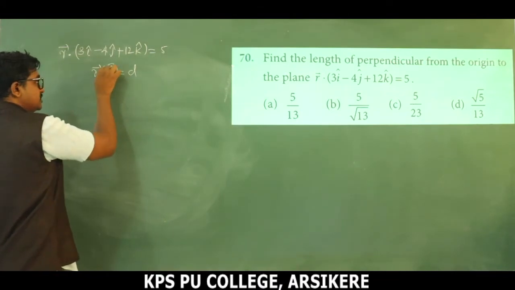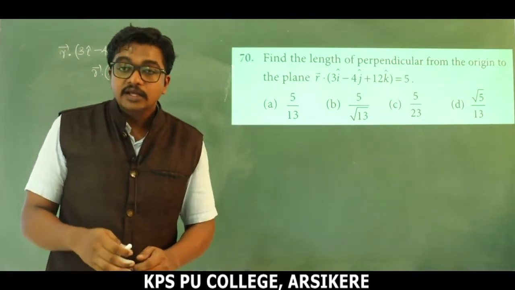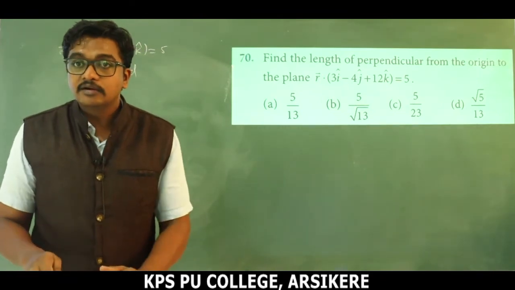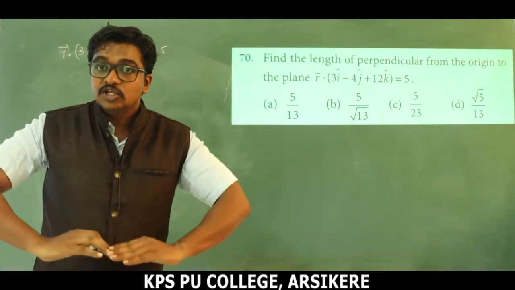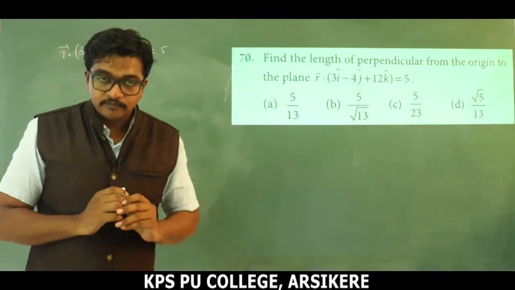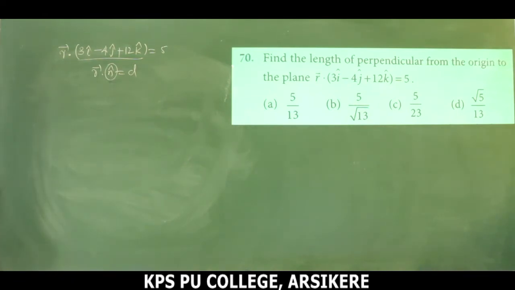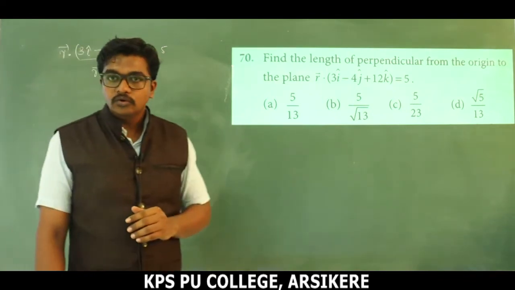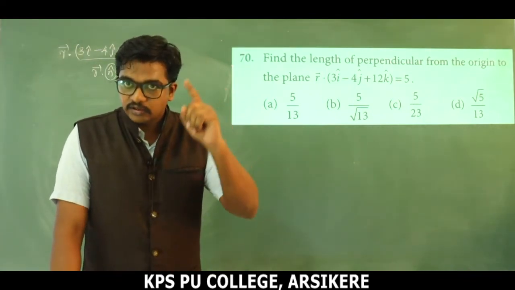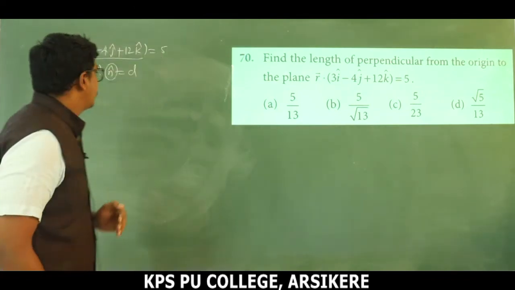Whenever we have this n cap, if this is not an n cap, suppose that is a normal vector, then we have to divide by the corresponding magnitude. Then that vector reduces to a unit normal vector. So here we have 3i cap minus 4j cap plus 12k cap. If I find the magnitude of this one, it is not equal to 1. Hence, the given vector is not a unit vector. We have to divide by the magnitude.